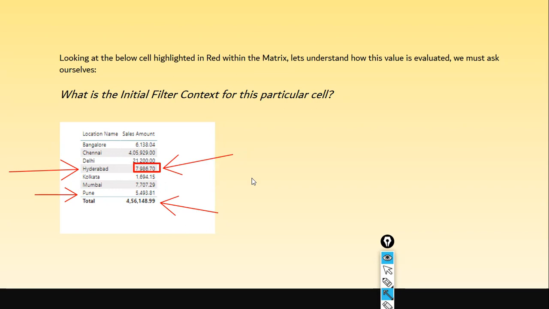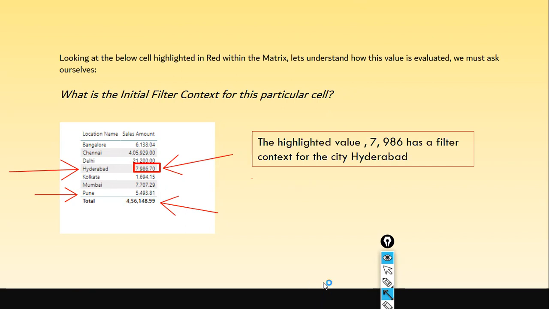So if somebody is asking what is the initial filter context, this is the initial, the highlighted values. 7,986 has a filter context for the city Hyderabad.